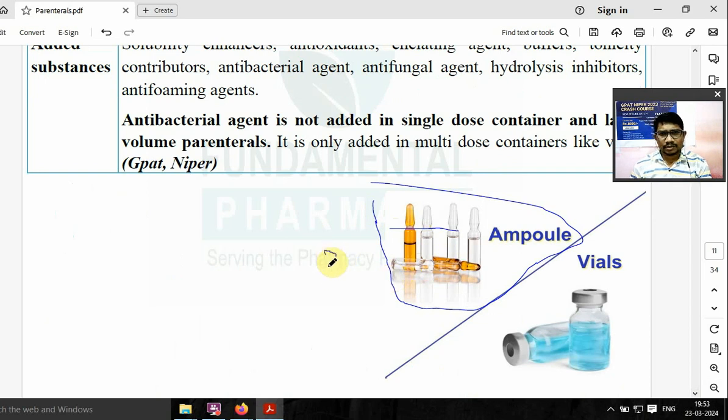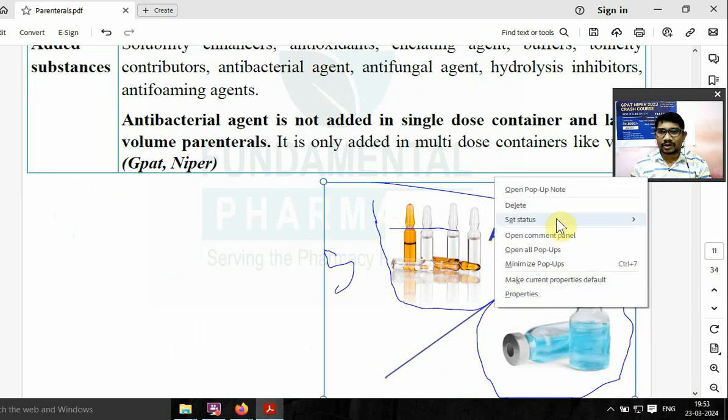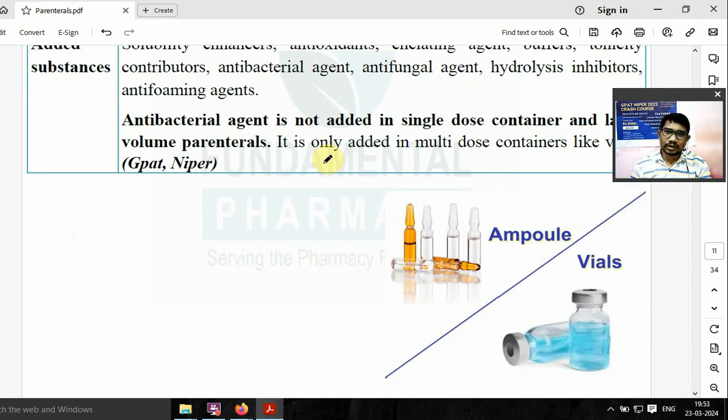Ampoules are the single dose container. Vials, you can withdraw 10 ml 3-4 times from vial. So vial in a capacity like 5 ml, 10 ml, 20 ml like this. So vials will have antimicrobial preservative, not your single dose container and large volume parenteral. ये LVP में और single dose container में preservative नहीं होता है, right?